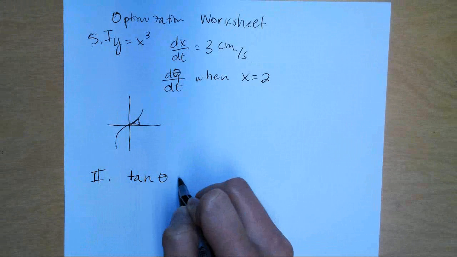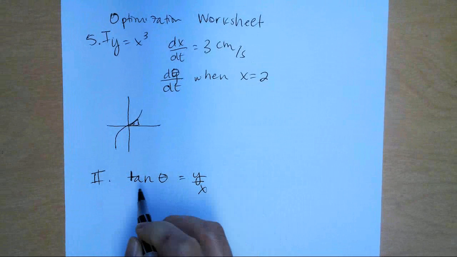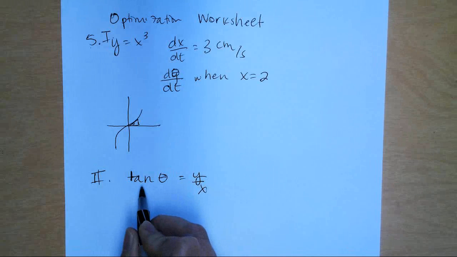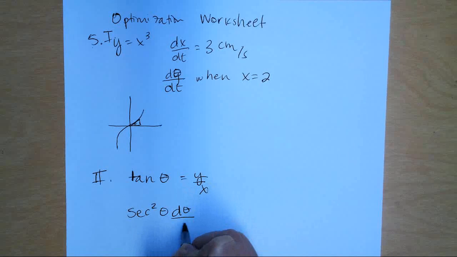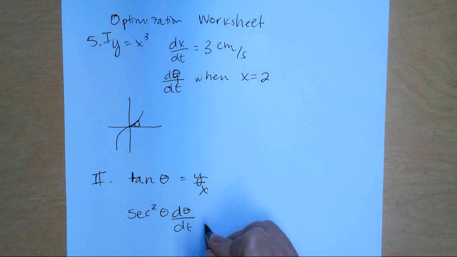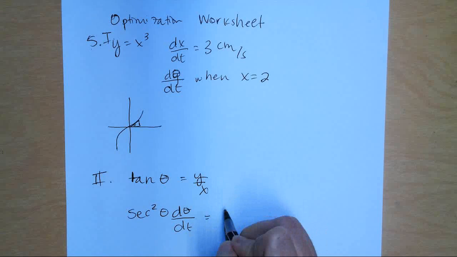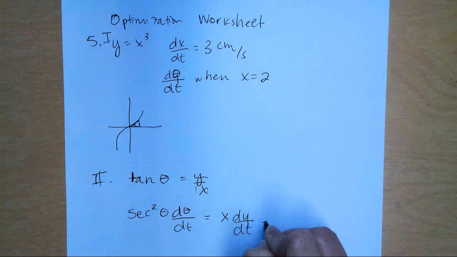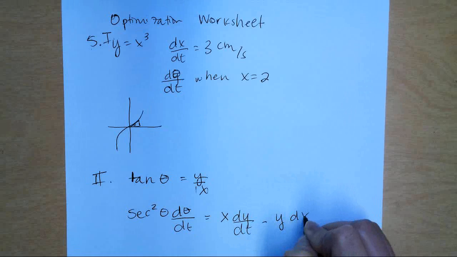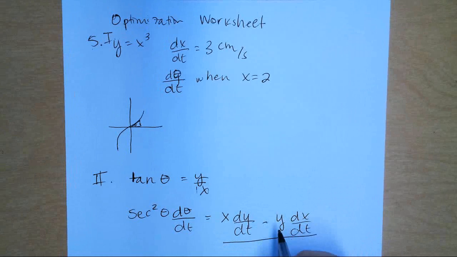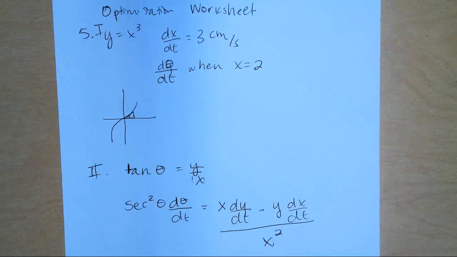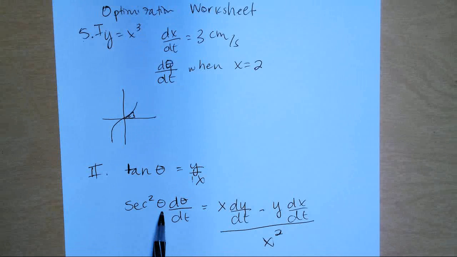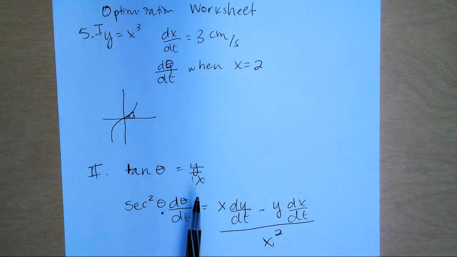Tan theta equals y over x. When I take the derivative of this, I get secant squared theta d theta dt equals, this is quotient rule, so bottom times the derivative of the top minus the top times the derivative of the bottom all over the bottom squared. Okay? Now, in order to find theta to plug it in here, I'm going to need to use the original relationship. So when x is 2, what is y?